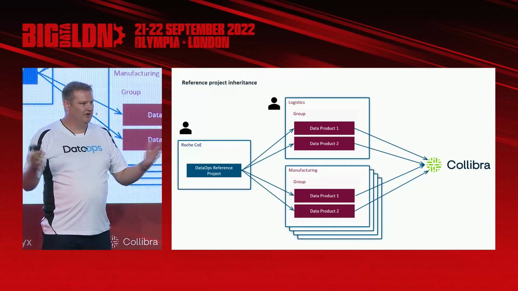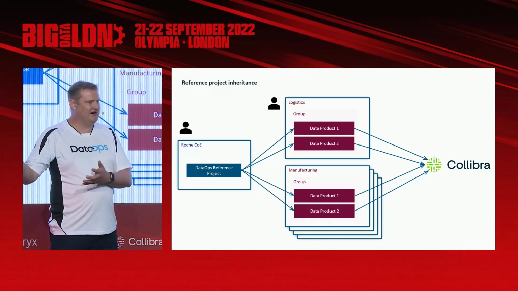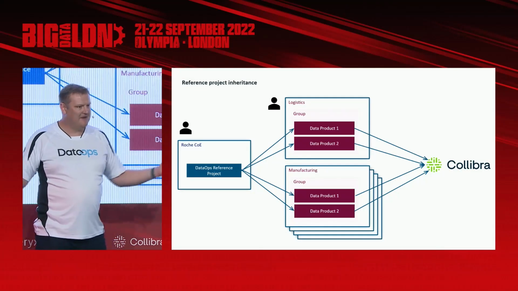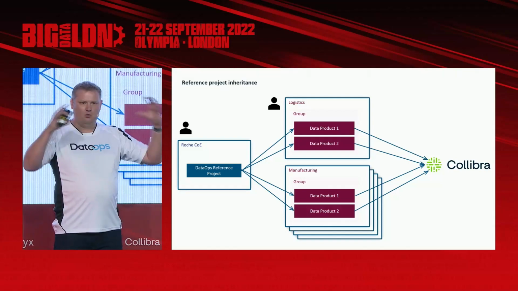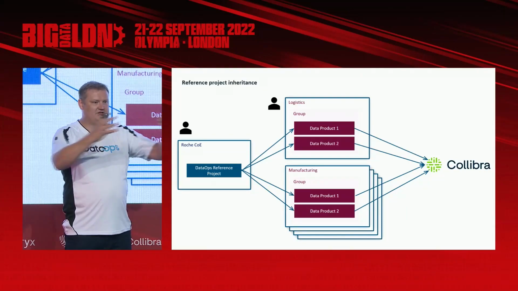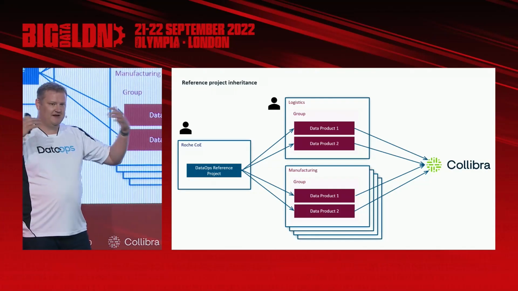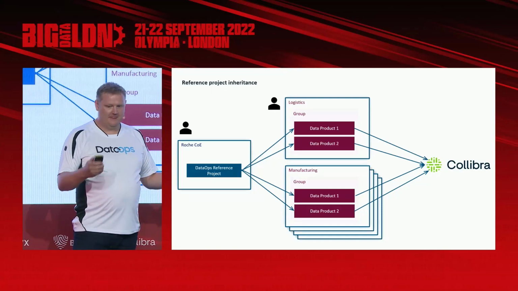If you think of a great example, Roche have got 40 different departments. Does it make sense for 40 different teams to work out how to push data into Collibra? No, it's a massive waste of time and effort. So one team works out how to do it. They share that knowledge with the central team. The central team says, great, let's distribute that across all 40 departments. That's a perfect example of where it's not just federated governance, but also reuse.